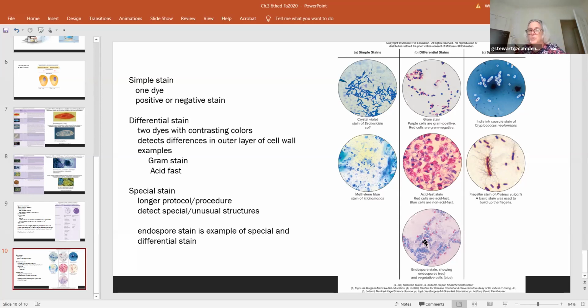And as I mentioned, the endospore stain is an example of both differential stain and special. Special because these tiny red cells here, those are the spores, and then the bluish purple cells, these larger ones, are cells that are still living and actively doing metabolism. So we can tell the difference between two types of cells, and it's also a special stain because not all bacteria can form spores. That's why I would have put that one here between the two, but not my book.